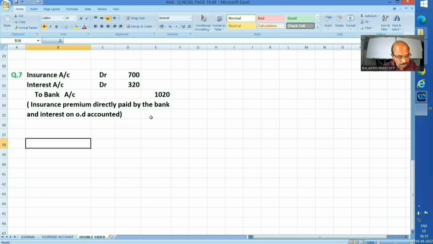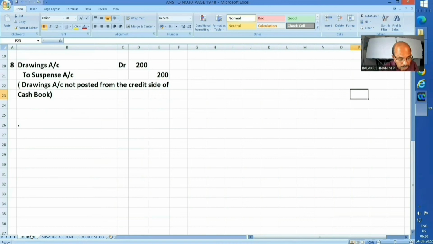And the next one. A sum of rupees 200 for drawings on the credit side of cash book was not posted to the drawings account. Please note it, not posted. Obviously, a single-sided error. Item has been properly entered in the cash book, the credit side of cash book. When we make drawings, means drawings account debtor to cash or bank. So cash or bank has been suitably taken care of, whereas drawings is pending to be posted. Drawings account has not been debited.